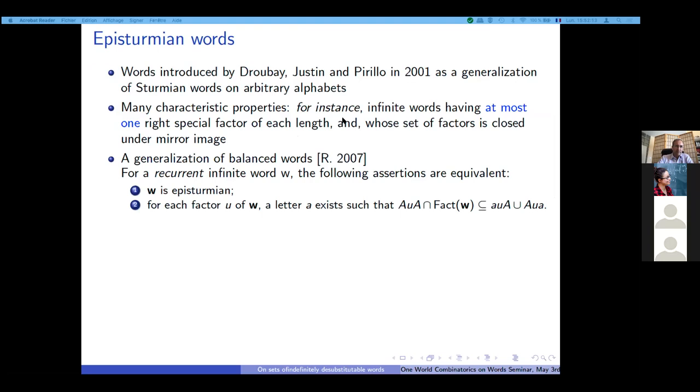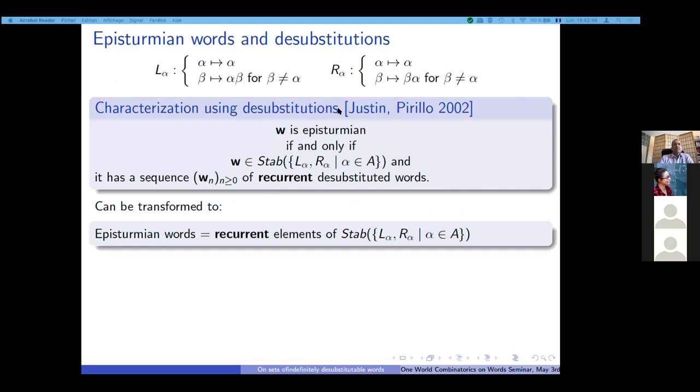In 2007, I proved a generalization of the balance property: these words have a local balance property. Using the substitution property of episturmian words, the way of proving it is exactly the process used in the notion of stable sets. More precisely, there exists a substitution characterization of episturmian words obtained by Justin and Pirillo in 2002, using a generalization of the morphism L that I used at the beginning of the talk on two letters. And here we have the generalization to arbitrary alphabets.